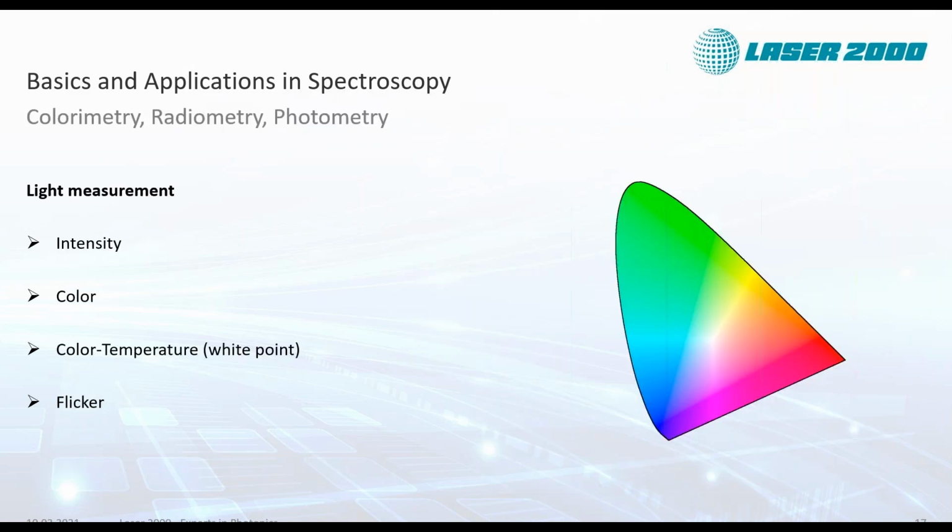The last specific application I want to talk about today is light measurement, with the three big topics: colorimetry, radiometry, and photometry. So what can you measure when you measure light? This can be intensity, it can be the color, and of course, therefore related, the color temperature, especially when thinking of displays, and flicker.